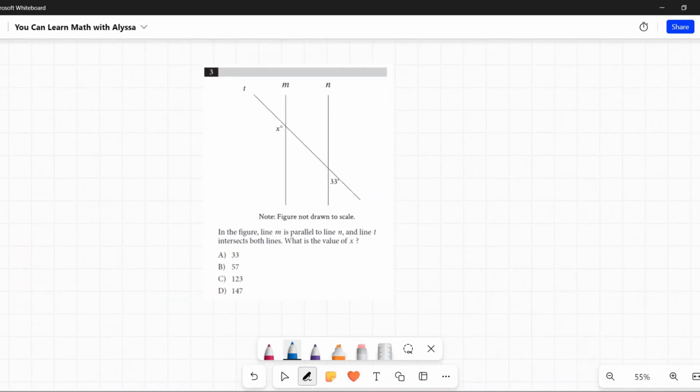Number 3, note figure not drawn to scale. I love that. Basically, don't measure this and think, oh, by measuring it, I'll find the answer. It's not going to work. We have to do the math.